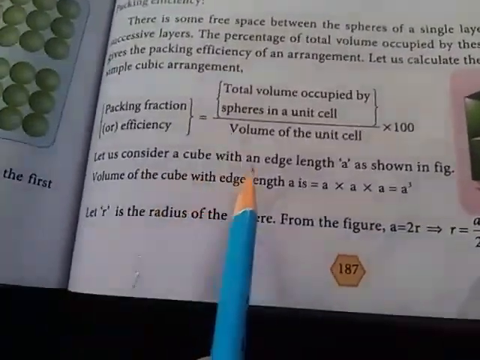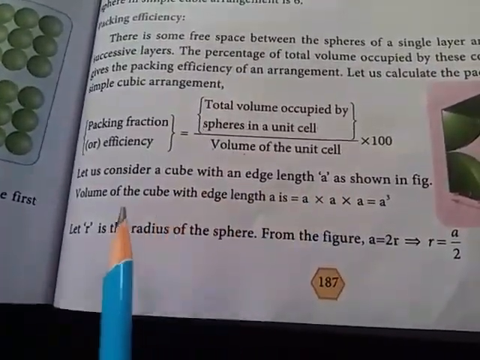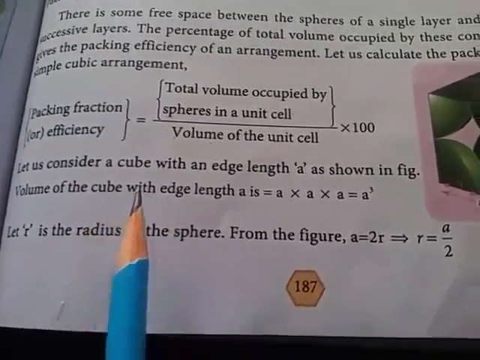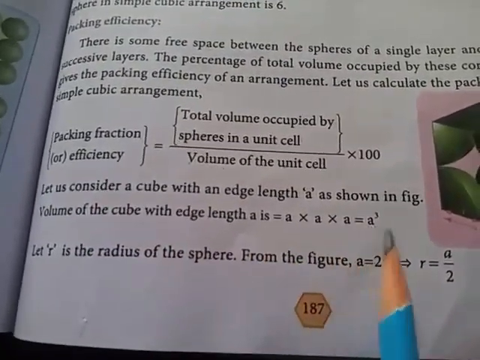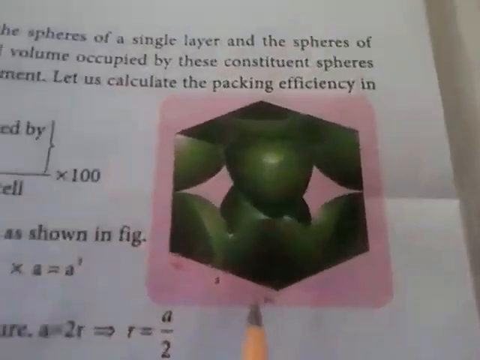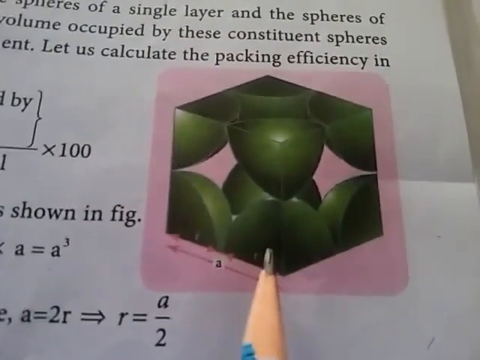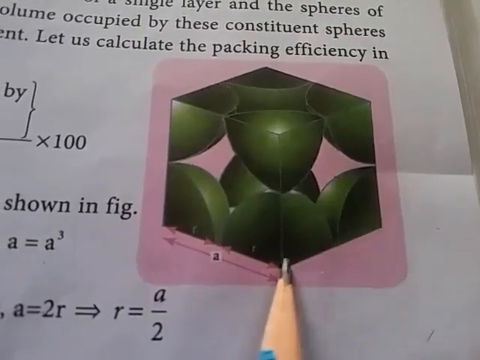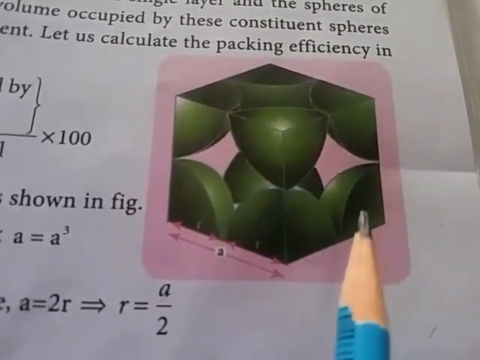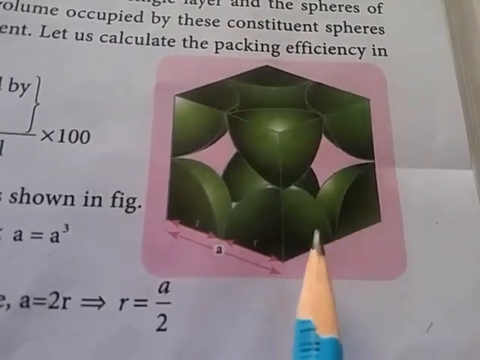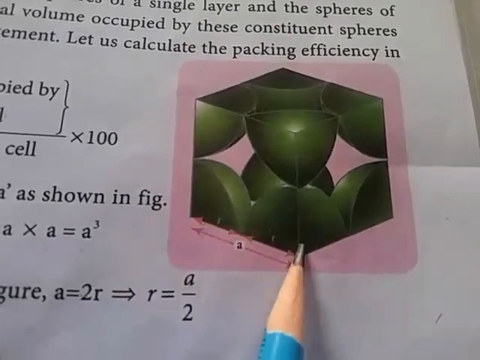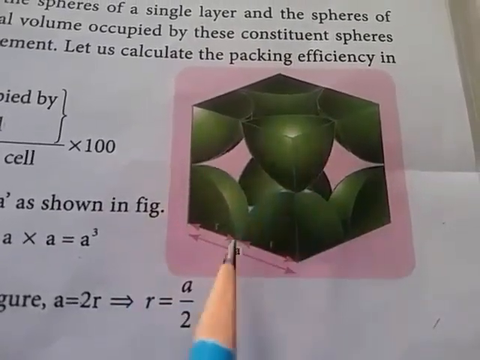Now let us consider a cube with an edge length a. So we know that in a cube the edges are equal, so the volume of the cube of edge length a is equal to a cube. Now look at this diagram. We already know that in a simple cubic unit cell, the atoms or constituents are arranged at the 8 corners, and one atom at a corner will be touched by another atom. So the arrangement is like this in a simple cubic unit cell.